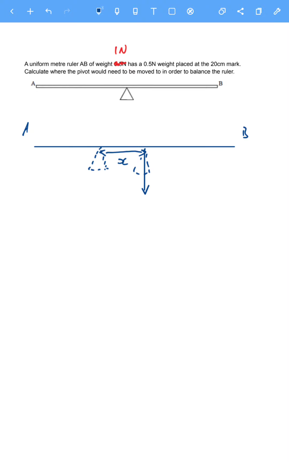So we've got a weight of 1 newton. And at the 20 centimeter mark, somewhere there, we've got a 0.5 newton weight. Now what we need to do here is we're going to take moments from the new position of the pivot, which is the new balancing point. So we've already established that the distance from the original position to the new position is X.